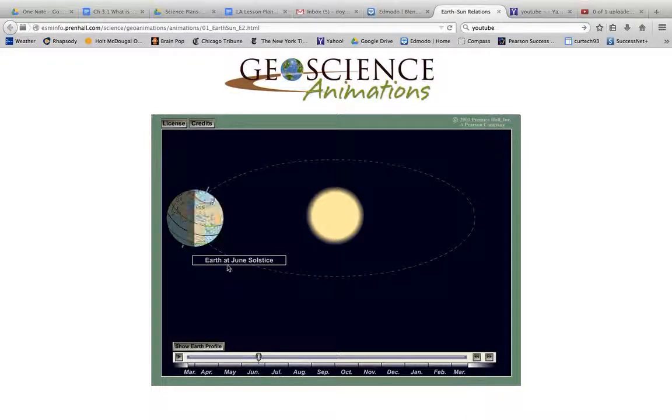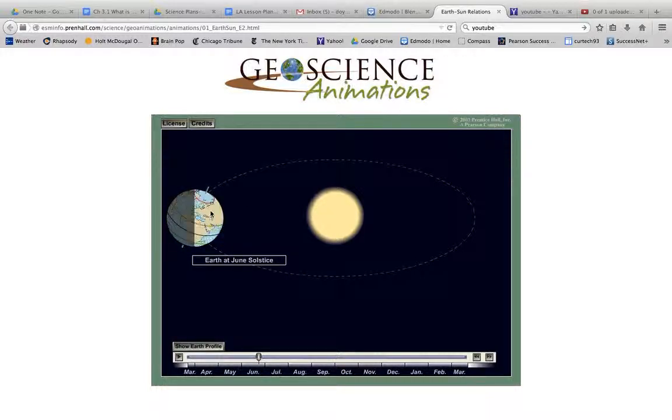There, the Earth at the June solstice. So that's going from the first day of spring, March equinox, and it revolves to the first day of summer. The June solstice is the first day of summer. And you can see how the Earth is tilted on its axis.